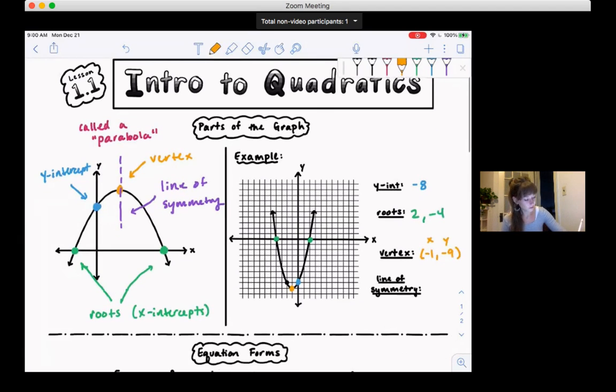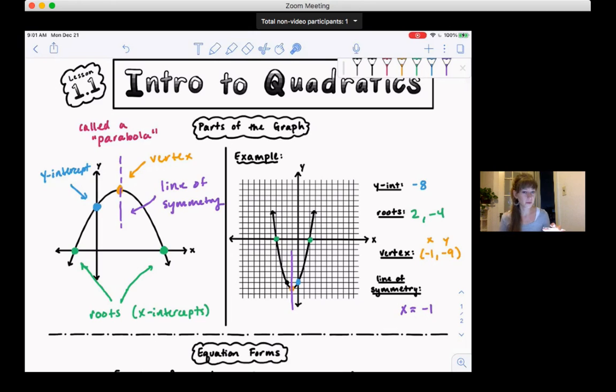All right, and then the line of symmetry is the vertical line through the vertex. And we write the equation for vertical lines as x equals something, because along this vertical line, x is always the same number. So no matter where you are on this line, x is -1. So the equation for that line is x equal to -1. And the equation for the line of symmetry will always just be the x coordinate of the vertex. Okay, so those are the parts of the graph.